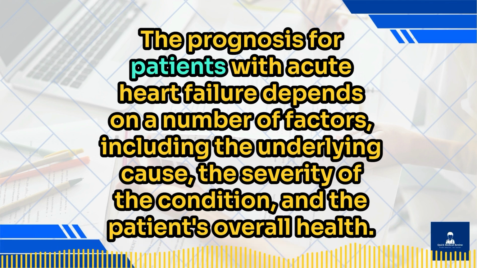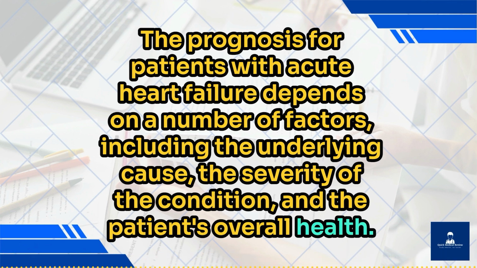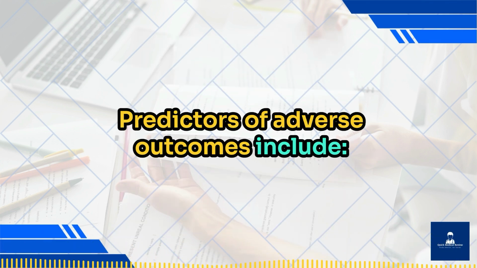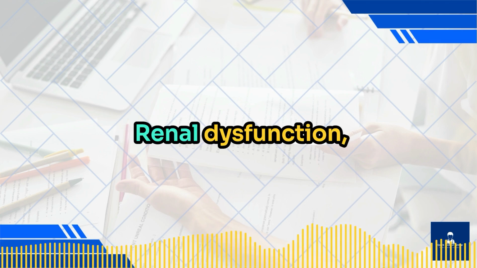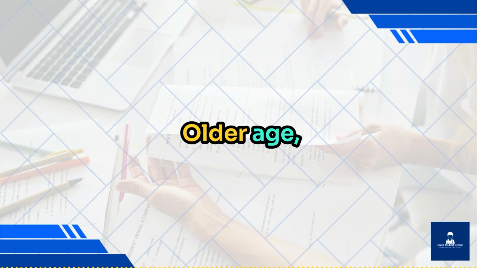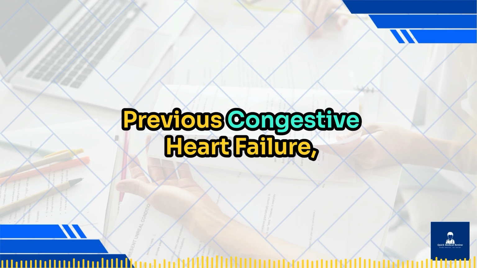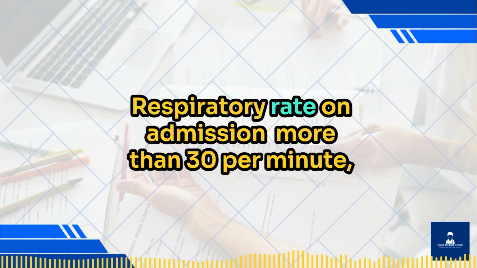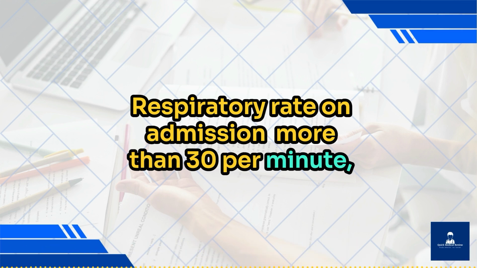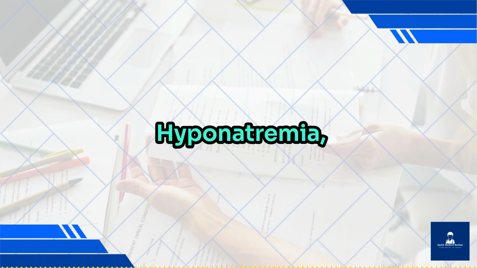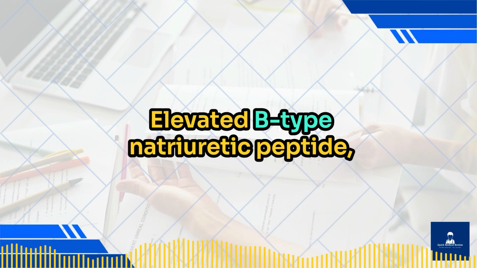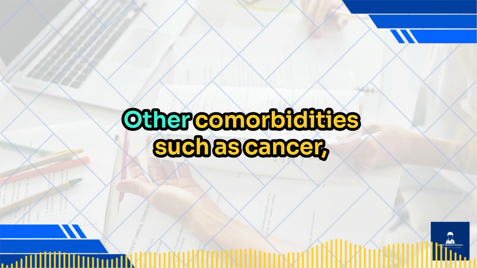The prognosis for patients with acute heart failure depends on a number of factors, including the underlying cause, the severity of the condition, and the patient's overall health. Predictors of adverse outcomes include hypertension, renal dysfunction, older age, male sex, ischemic congestive heart failure, previous congestive heart failure, respiratory rate on admission more than 30 per minute, anemia, hyponatremia, elevated troponin, elevated B-type natriuretic peptide, other comorbidities such as cancer.